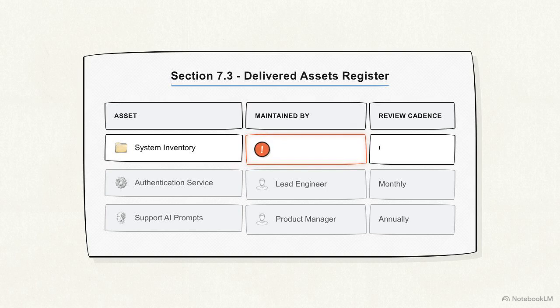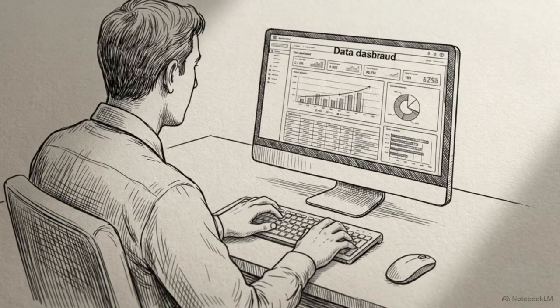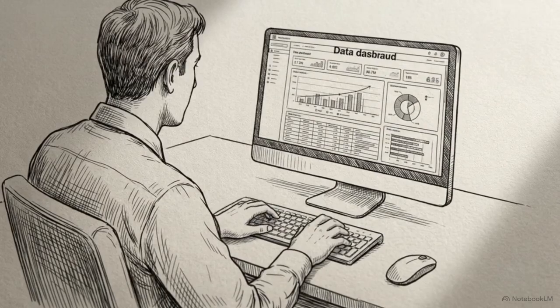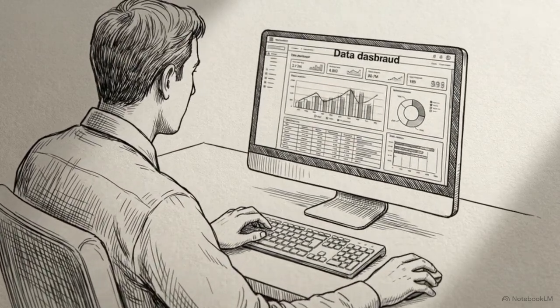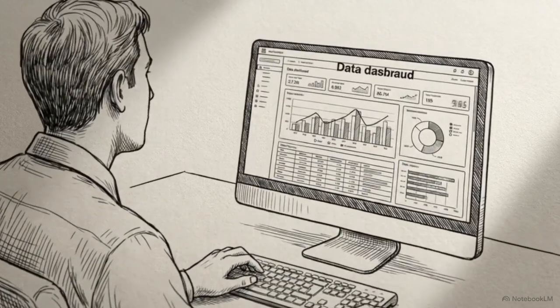Every registered asset must be paired with a specific human owner and a defined review cadence to turn that warning into a secure assignment. An unassigned system is effectively a dead asset. Assigning a maintainer is the single most vital step for keeping your new processes viable long-term.